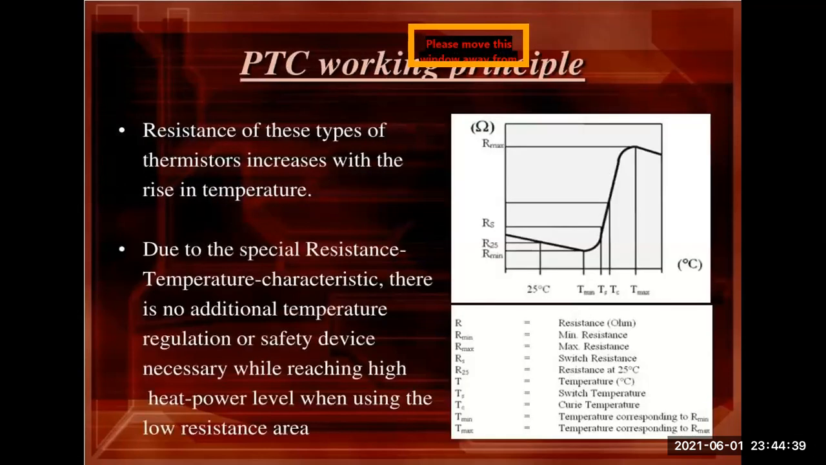So what is the basic principle here? Just now we have studied the positive temperature coefficient. So what is the basic principle on which the positive temperature coefficient thermistor works? We had a very clear idea in the last slide that the relationship between the resistance and the temperature is directly proportional.